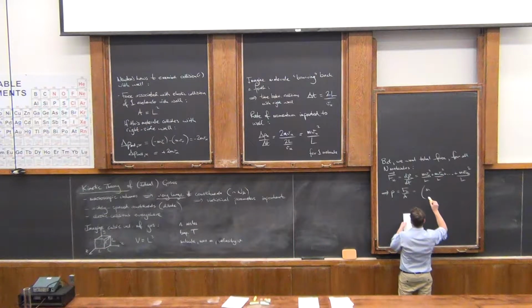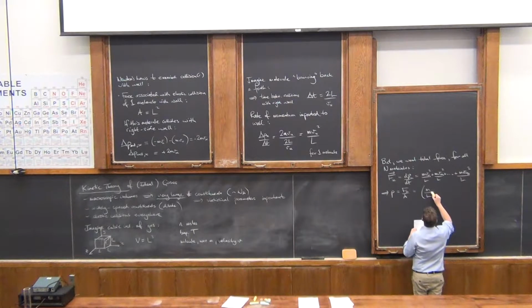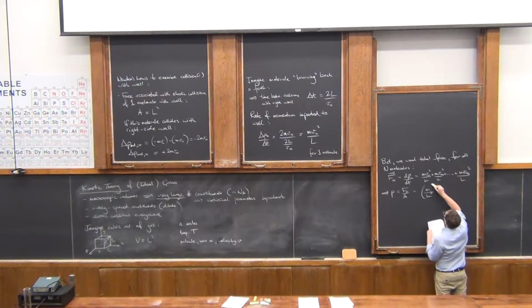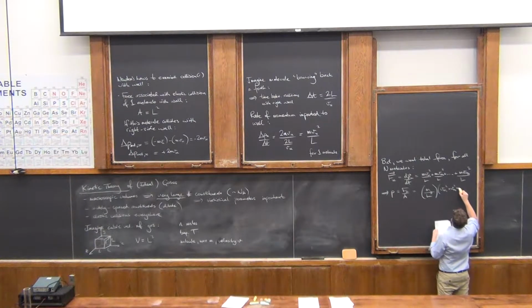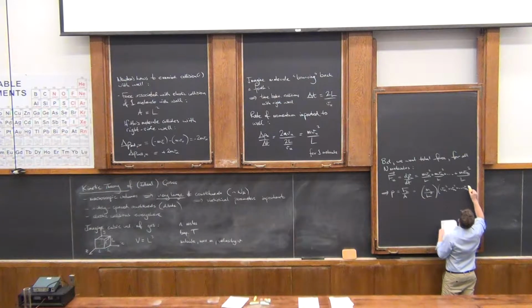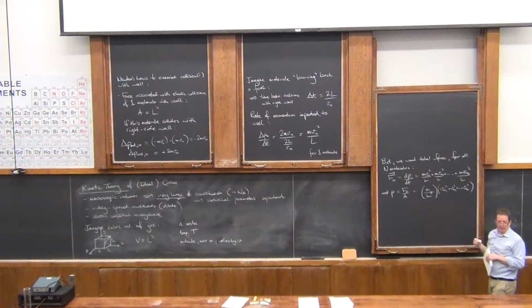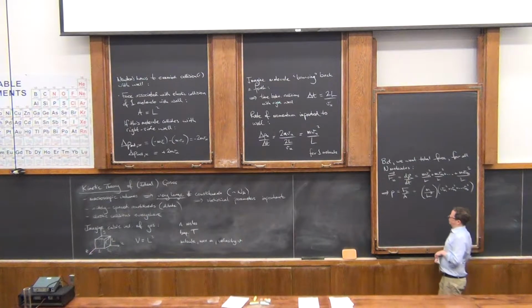Out of this, and I've got L and L squared from here, so I have L to the power 3 in the denominator. I'm left with Vx1 squared plus Vx2 squared all the way up to Vxn squared. Okay, good with that? Again, there are a few steps here, but all of them are pretty simple intrinsically.